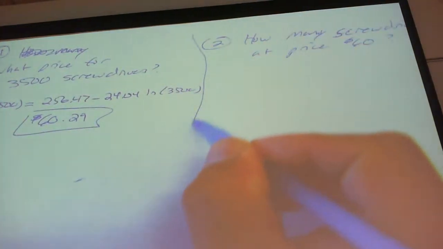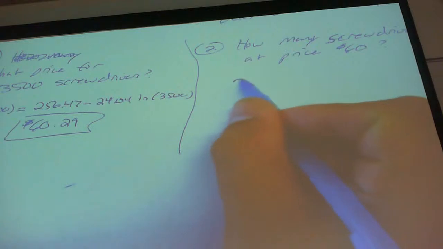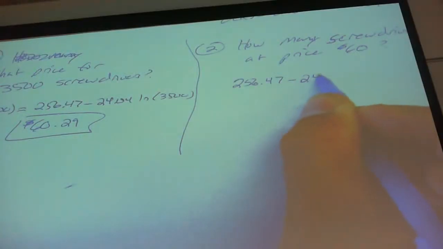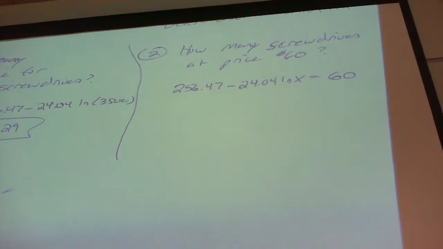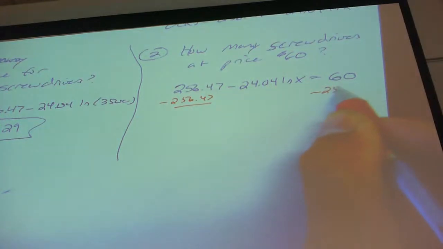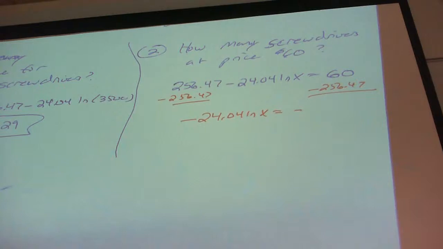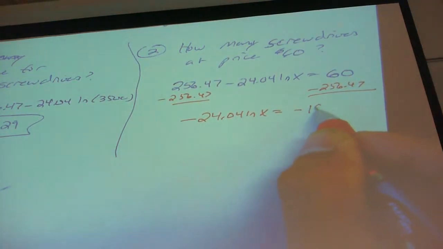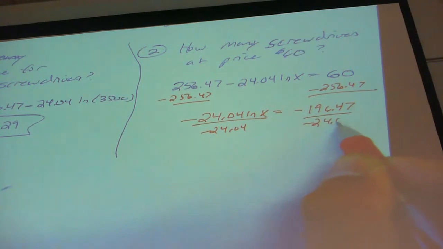Now, the second question, which we did go over this type: does 60 go in for X or does it go in for Y? It goes in for Y. So the 2 ways you can do this, equals 60, is you can either do the algebra or you could use the calculator. Let's do algebra first. If I wanted to solve this, I would subtract 256.47 from both sides, which gives me negative 24.04 ln of x equals negative 196.47. Divide both sides by negative 24.04.